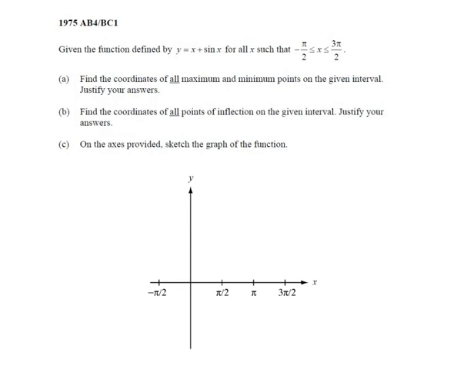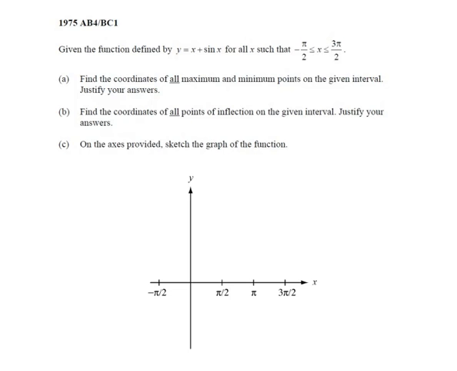In this problem we have 1975a before. Given the function defined by y equals x plus sine x for all x such that x is between negative pi over 2 and positive 3 pi over 2, we want to find the coordinates of all maximum and minimum points on the given interval. Now the fact that this says all maximum and minimum points, I think that we're looking for relative max and min as well as absolute max and min.